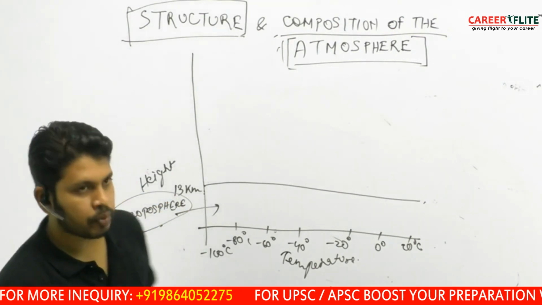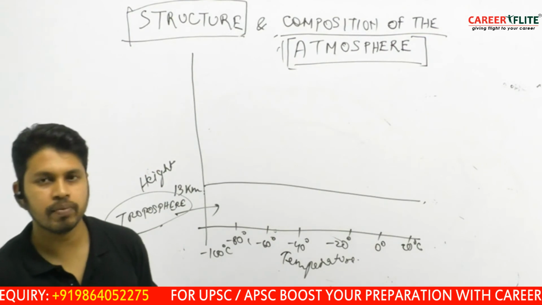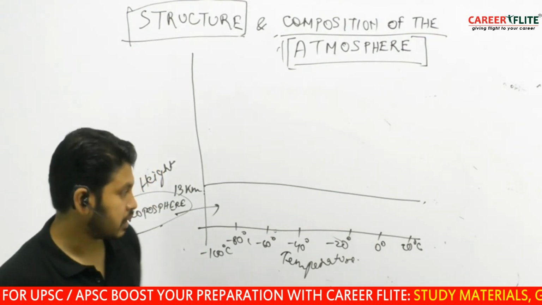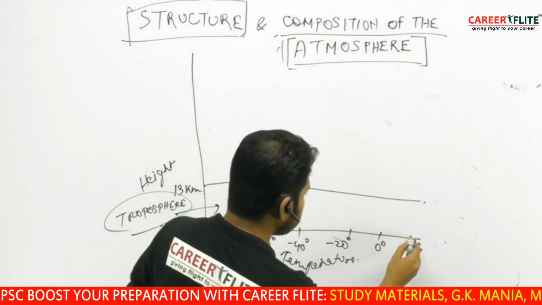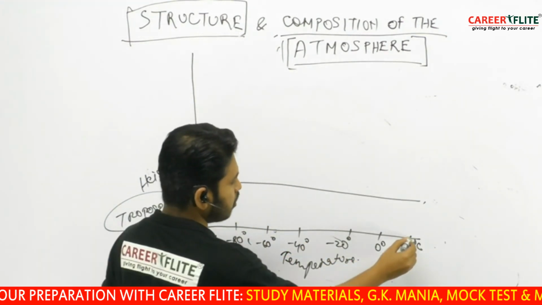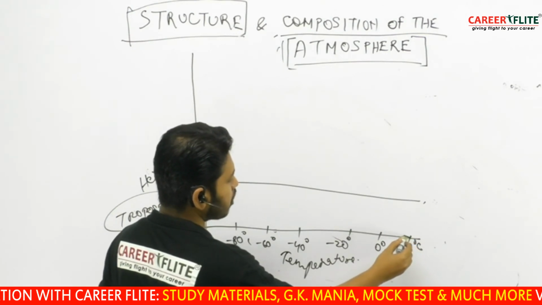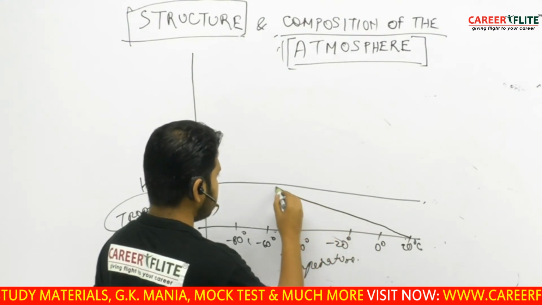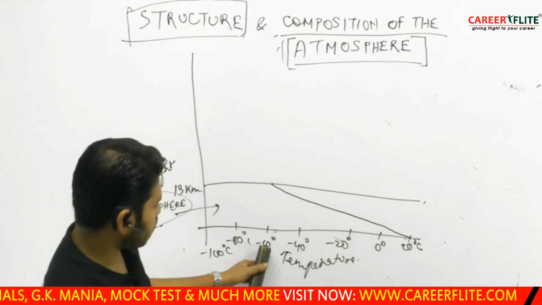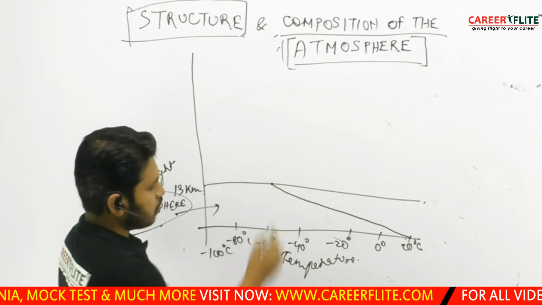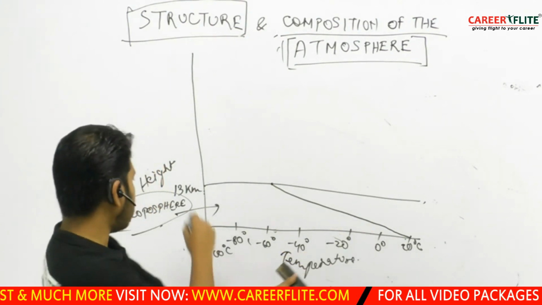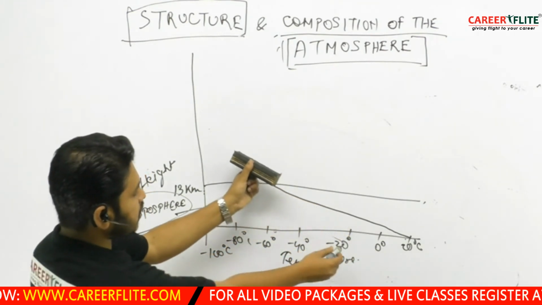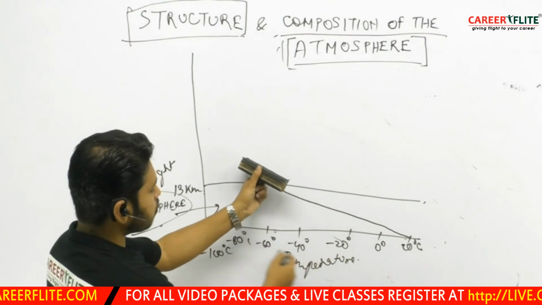Now, what happens in the troposphere? As we keep increasing the distance from the surface of the earth, moving towards the upper part, the temperature keeps on decreasing. Suppose it is 20 degrees Celsius near the surface of the earth. As we move upward, the temperature keeps decreasing and reaches around minus 60 degrees Celsius. As we increase the height, the temperature decreases, going to 0, minus 20, minus 40.